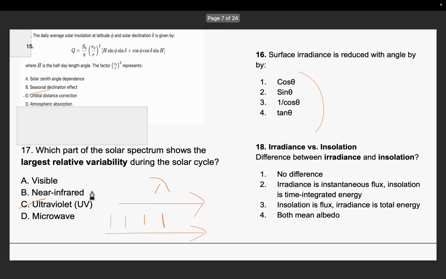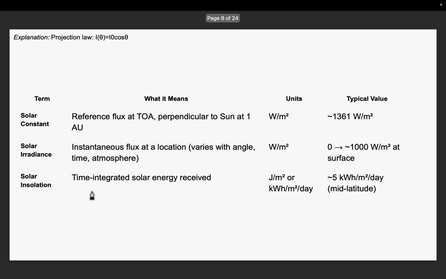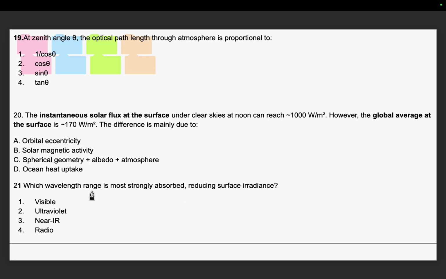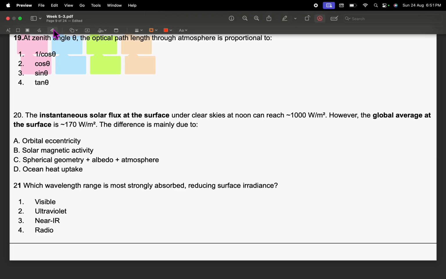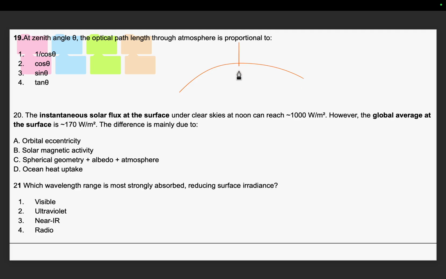So question 18, option 2 or option B is correct. Now question 19: at zenith angle theta, zenith is when you are at some Earth location, the top is your zenith, and you are at the angle theta. The optical path to the atmosphere is proportional to 1 by cos theta, sin theta, or tan theta.